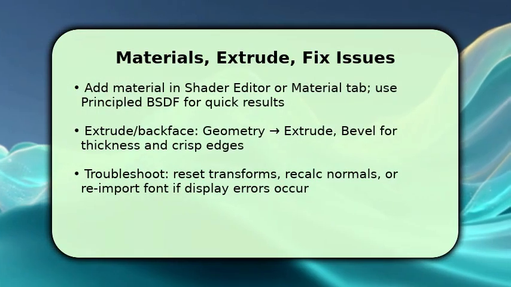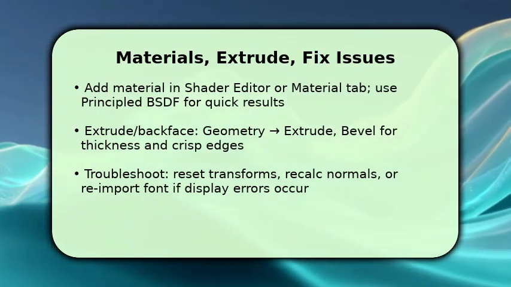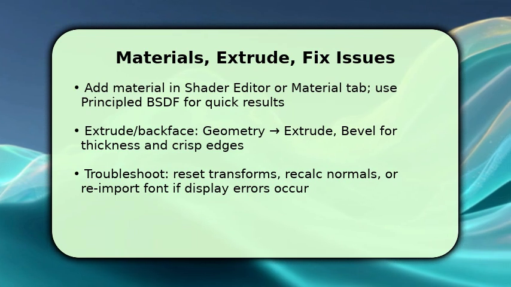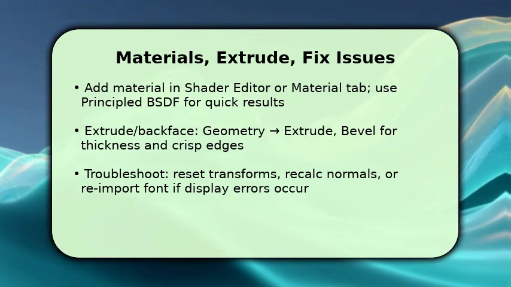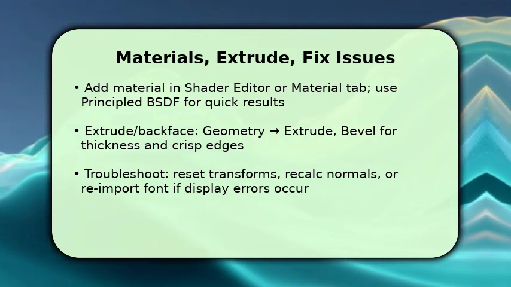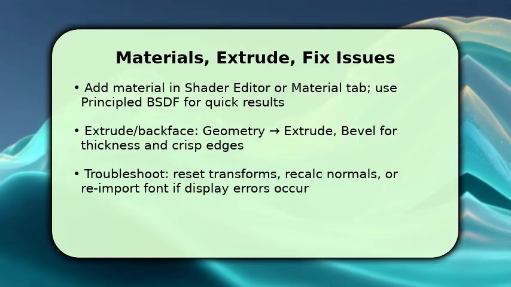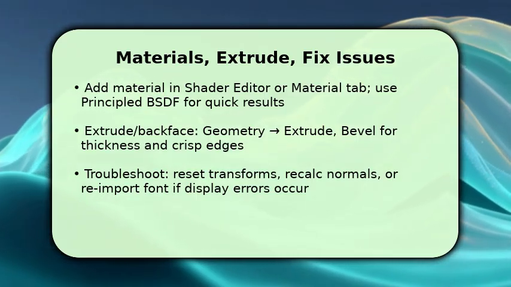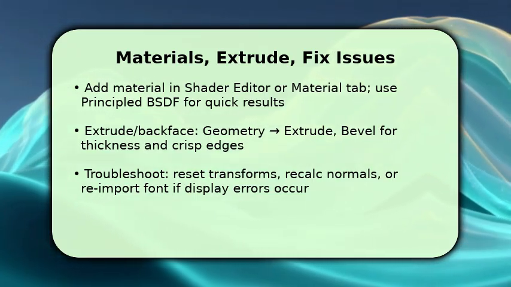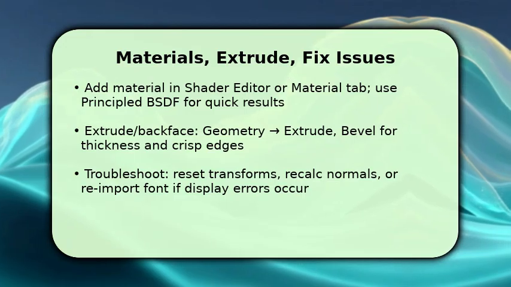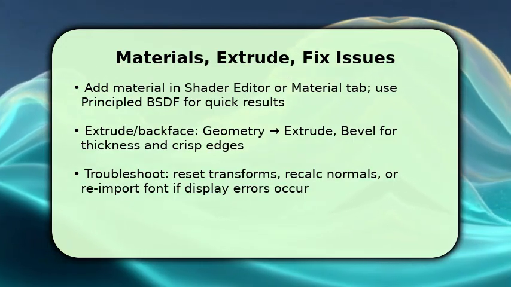To finish, apply a material and give the letters depth. Open the Material tab or Shader Editor and assign a Principled BSDF. Then go to Object Data Properties, right arrow Geometry to extrude and bevel for thickness. Once done, make sure transforms are applied. Control-A, so modifiers and physics behave predictably.